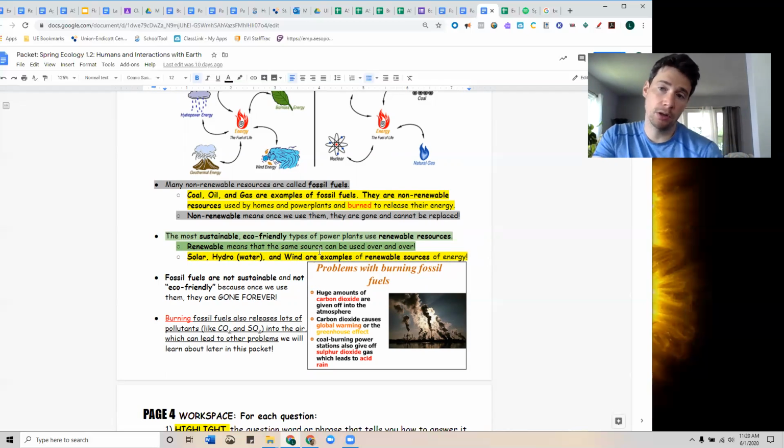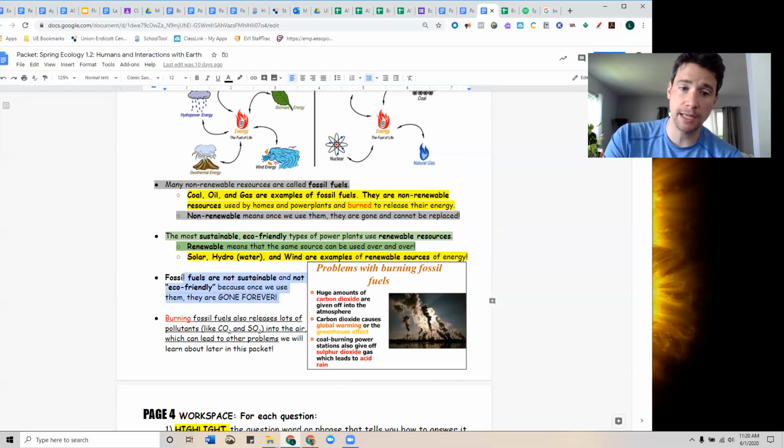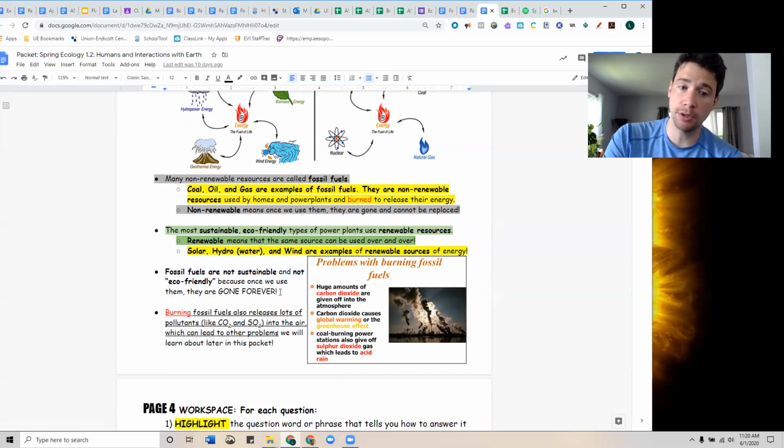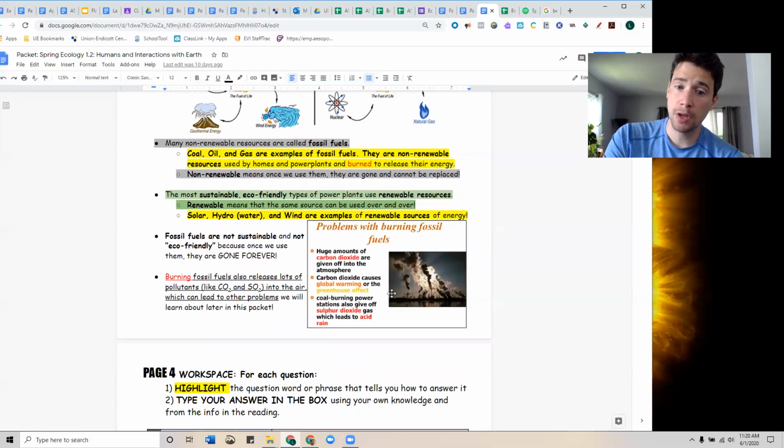There are whole power plants that are hydroelectric, meaning they use the power of the water, like dams. So fossil fuels, when you burn fossil fuels, this is not sustainable and not eco-friendly, because once we use them, they're gone forever. But then also this pollution bit happens too.